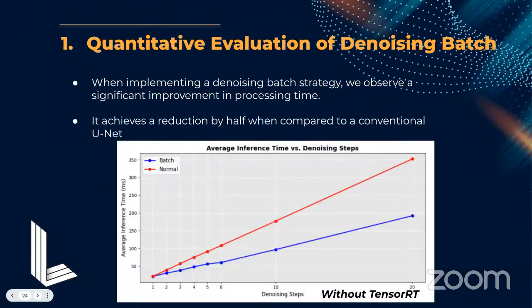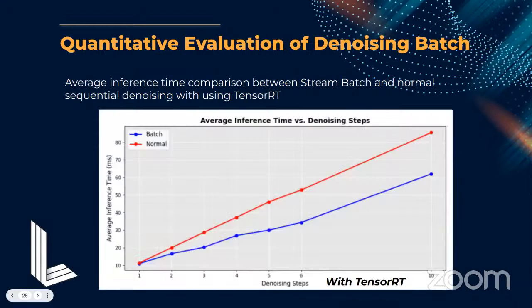So when implementing a denoising batch strategy, we observe a significant improvement in the processing time. As you can see from the graph, when applying the denoising batch strategy, there was a reduction by half when compared to the conventional UNet loop. The denoising batch strategy shows a significant improvement in the processing time, achieving a 2 times reduction compared to the UNet loop when utilizing TensorRT.